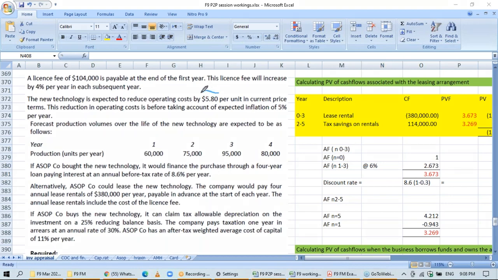So what's happening is that 5.8 per unit in current price terms is the reduction in the operating cost due to buying this technology, and the inflation rate expected is 5%. So we have to inflate the cash flows by 5%, and the cost of capital used to discount this is 11%. So let's calculate the present value of the savings in order to know whether the NPV of the project is positive or not. So let me do a working first on this.